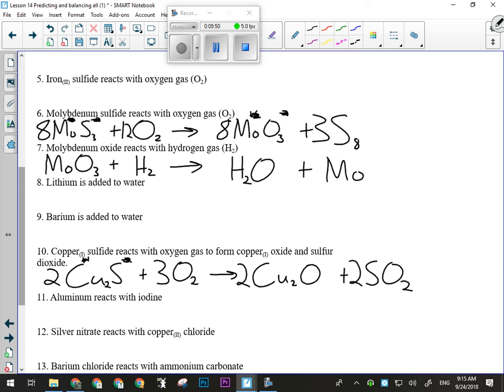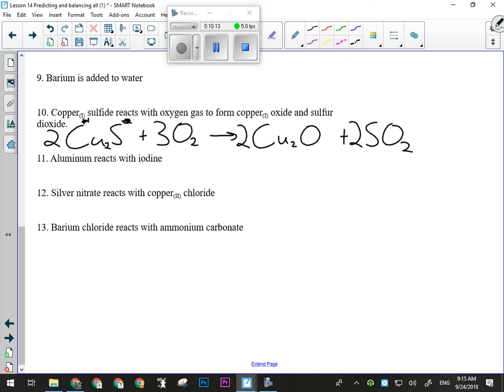So I would need to balance my oxygens, and my molybdenums are good, and I need 3 here. And then I'd be all right. Any other ones giving us trouble? Number 12?